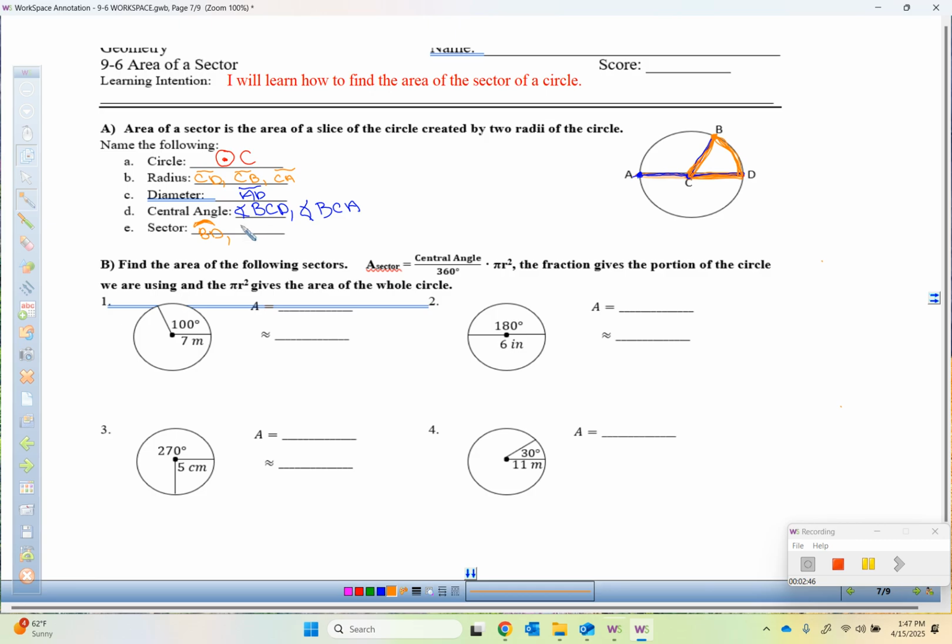Can anybody think of another example of a sector? Good, D to A. The one right here would be another sector, BA, so it'll be down to here.